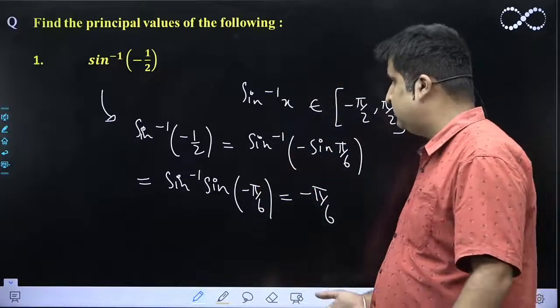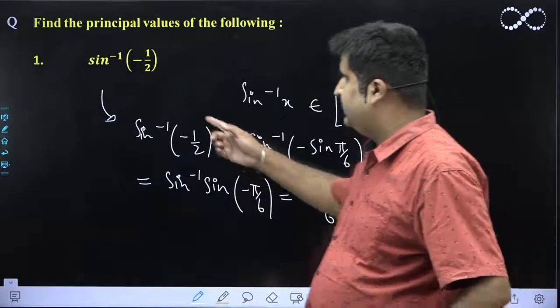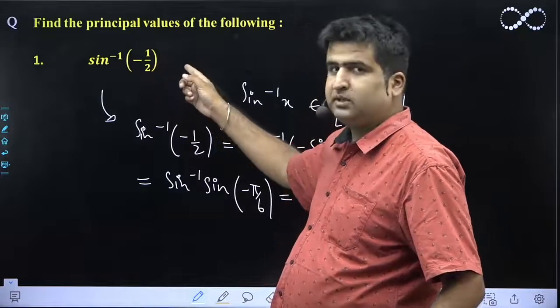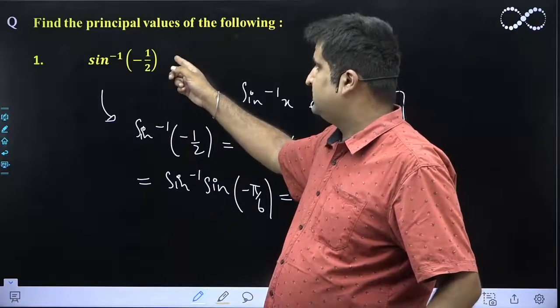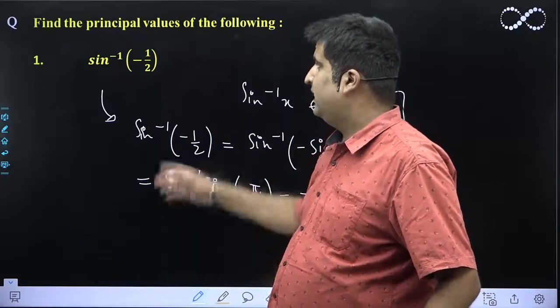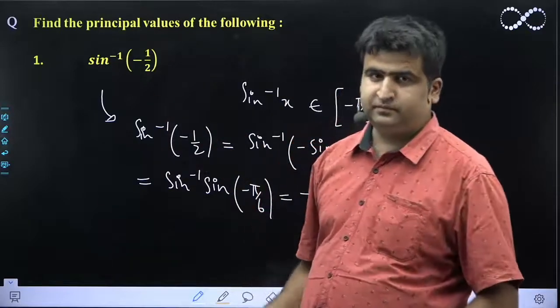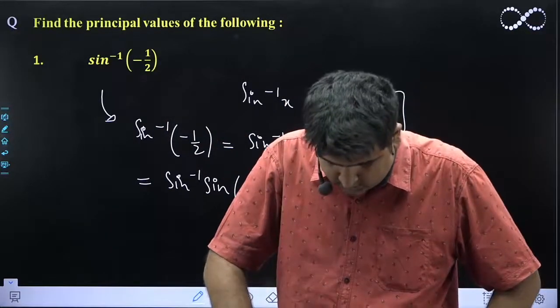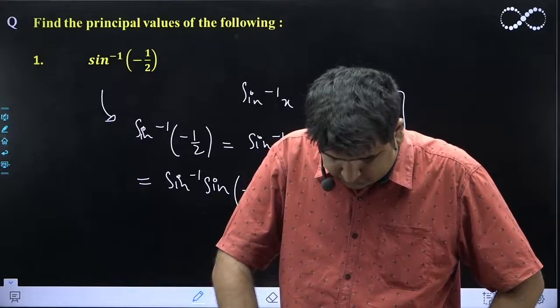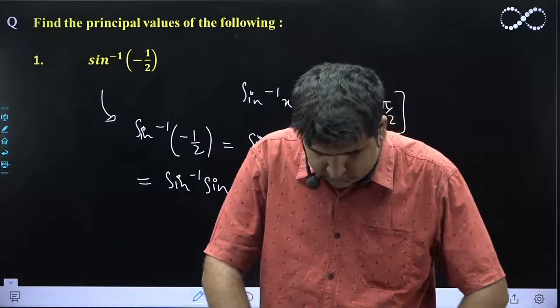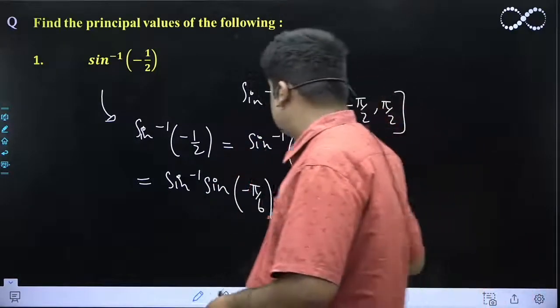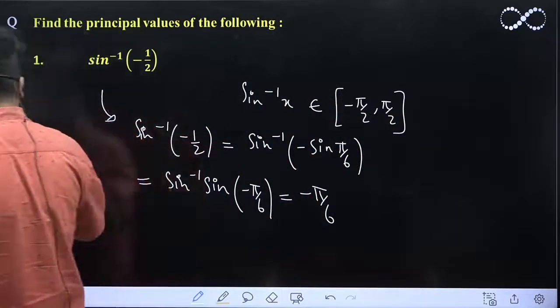Or there's one other method. You can put sine inverse half equal to some constant, let's say y, okay? And then you calculate the value of y. So that's one way of doing it. So let's start with the next question now. So this answer will be equal to minus pi by 6.